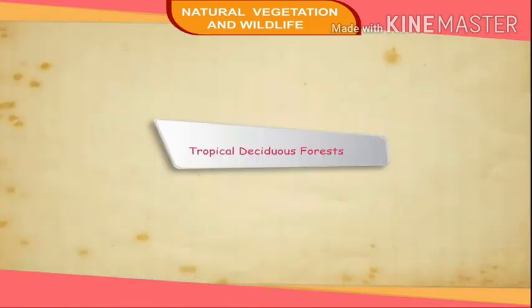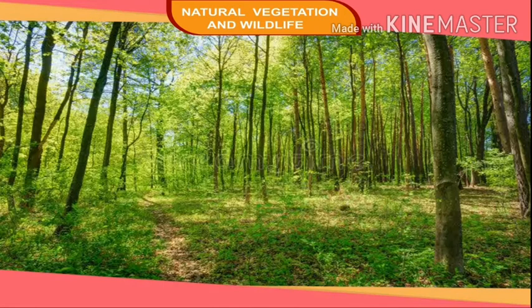Tropical deciduous forests. These are the forests of the region having moderate temperature and rainfall. The rainfall is less than in evergreen regions, but the temperature remains high. To conserve water, the trees shed their leaves. They are found in monsoon regions of Asia, in Central America, and Northern Australia. These forests are not very dense, and trees are of medium height.